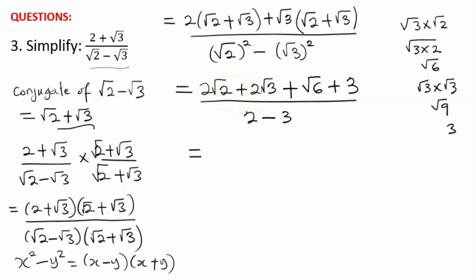I can see 2 root 2. I can see 2 root 3. I can see root 6 and plus 3. So they are not actually similar. They are not similar at all. So this is what we have, meaning there is nothing we can do other than to just rewrite it.